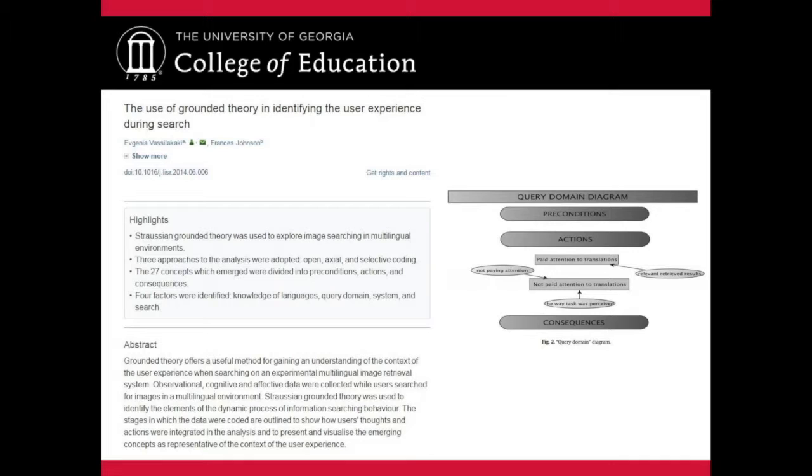The other one was using grounded theory in identifying the user experience during a search. Similar to what the ethnographic study was doing, looking at how people were doing searches, this grounded theory is characterized by very systematic analyses, and it usually ends up with process models like you see on the right, where they're looking at the query domain of exactly what actions users follow when they're doing particular kinds of searches. They say that they collected observational, cognitive, and affective data. And I think this one may have used some mixed methods, with some survey data and also interview data.